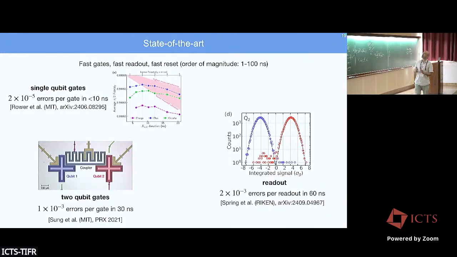Just to give you the state-of-the-art numbers, single qubit gates these days reach errors of 2⁻⁵ per gate in less than 10 nanoseconds. So this is a record number, a very low error rate. Two qubit gates are in the range of 10⁻³ errors per two qubit gate. And the readout, which we're concerned with here, last year was 2 × 10⁻³ errors per readout. I think last week there was a paper by the Yale group that reached below that.